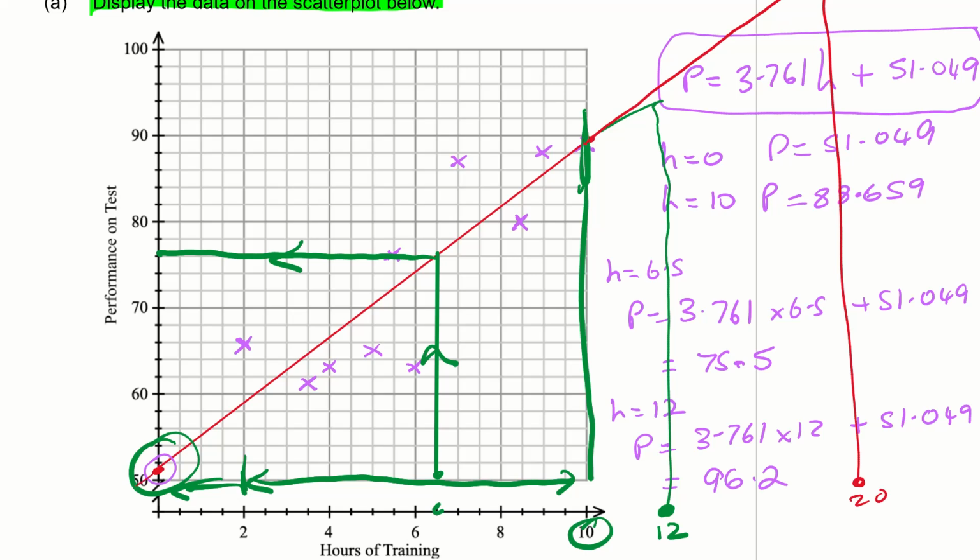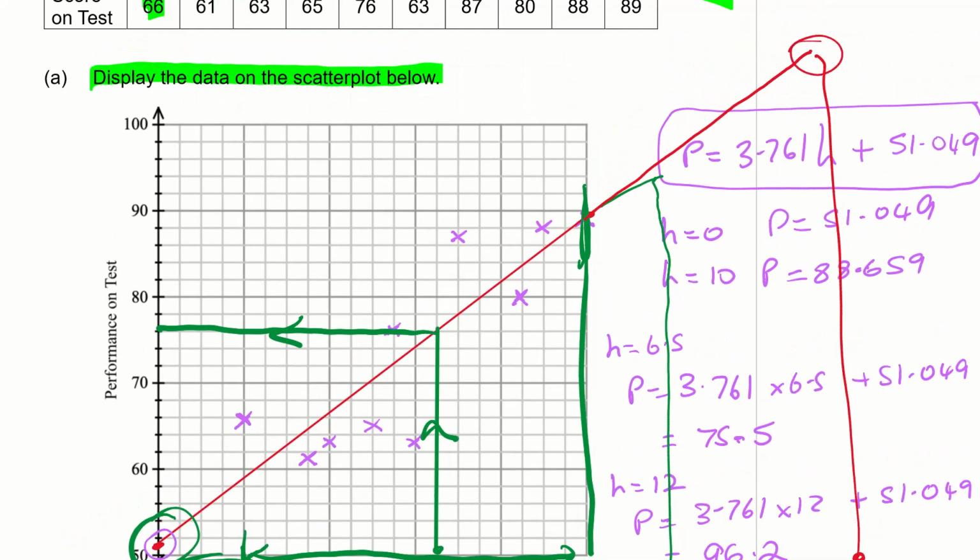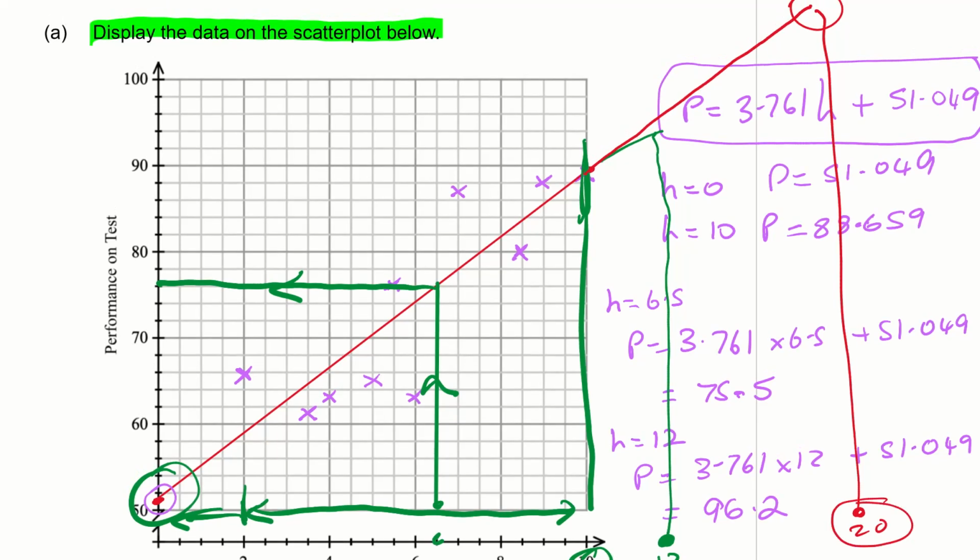I mean, if you go far enough this way, you could get somebody who gets a negative mark. But how would they do negative hours of training? It would make no sense whatsoever. But we can talk about it in the context of this person over here doing absolutely heaps of training. You can't get more than 100%.